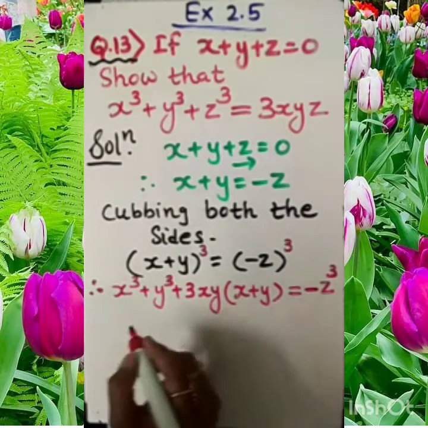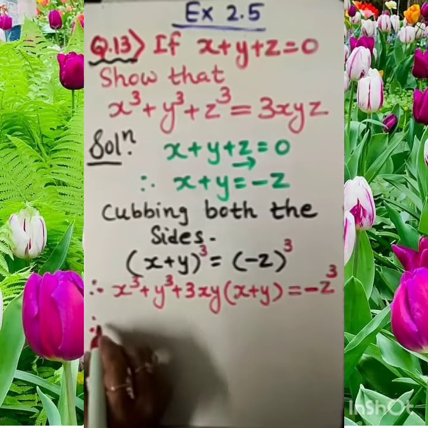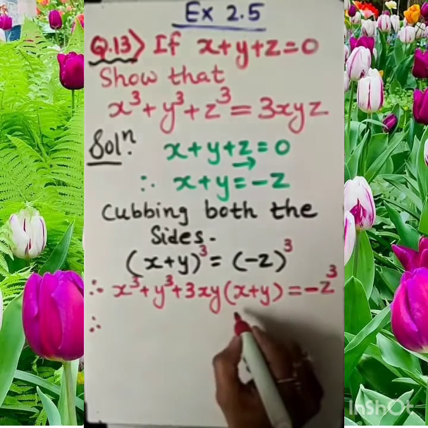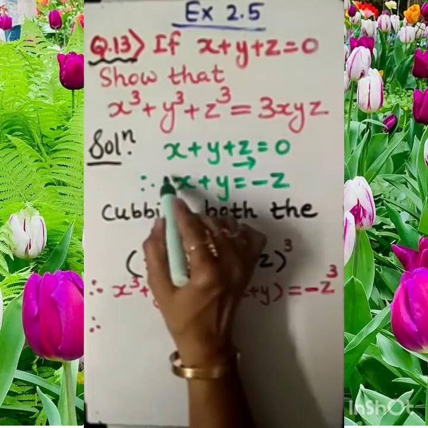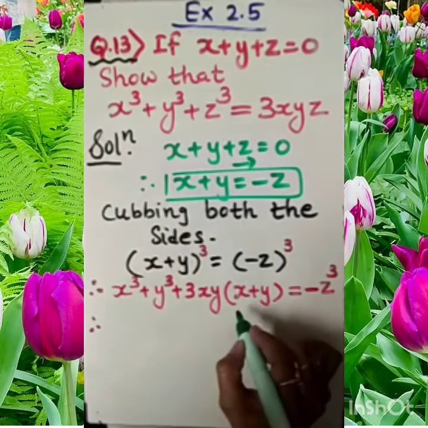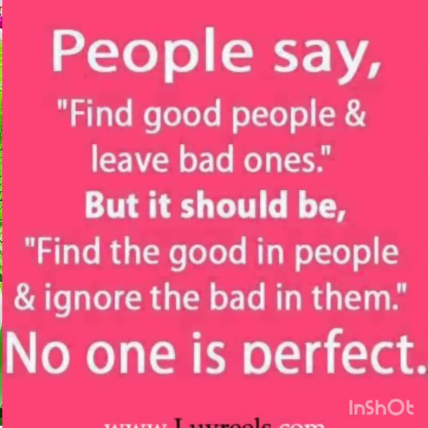Fine. Now dear student, suppose I am writing this. We know that x plus y, what is the value of x plus y? This is already with us. The value of x plus y is minus z. So in place of this x plus y, I am going to write the value. Here I am putting the value x plus y equal to minus z. So dear student, here we will have x cube plus y cube minus.